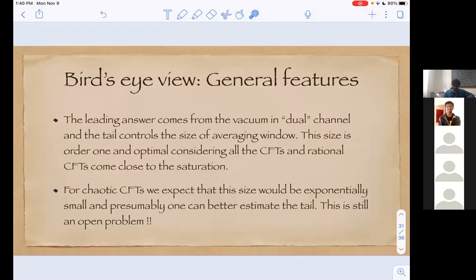And then there are other general features. As I was mentioning before, the leading answer always comes from the vacuum in the dual channel, and the tail controls the size of the averaging window. The size is order 1 and optimal considering all the CFTs, and the rational CFTs come close to saturation. So for chaotic CFTs, we expect that the size would be exponentially small, but presumably for chaotic CFTs, one can better estimate the tail. So some extra condition has to go into this analysis, but still it is not clear what kind of extra conditions we want for this to happen.